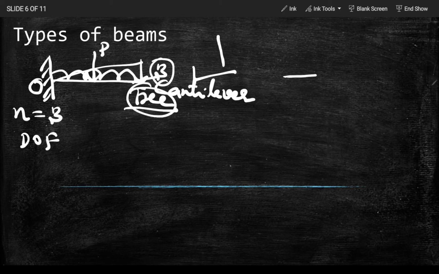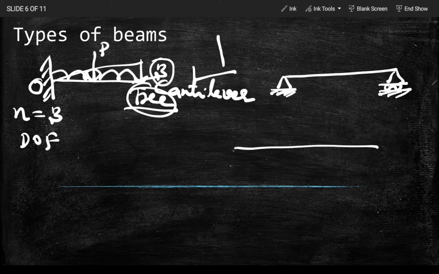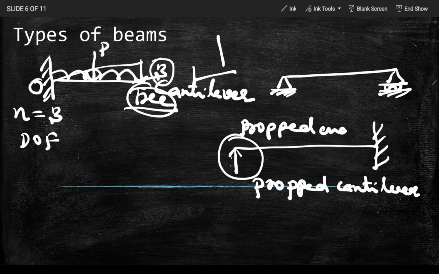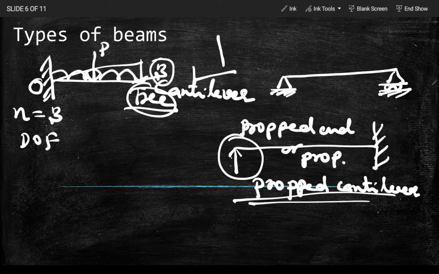Similarly, based on the types of support we are applying, one side hinge support, one side on the roller, you can also make the combinations in such a way that you will be having simple support, another side fixed support. This type of beam is called as propped cantilever. This end is known as prop or propped end, or simply prop. This is propped cantilever. So these are all the different types of beams we are having.